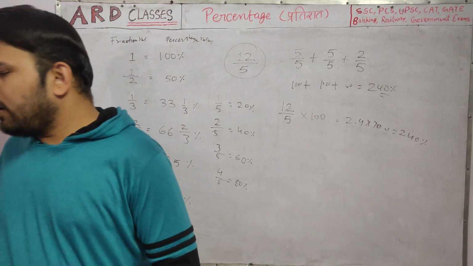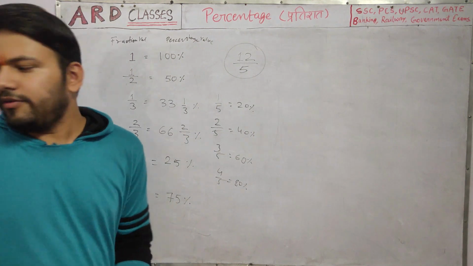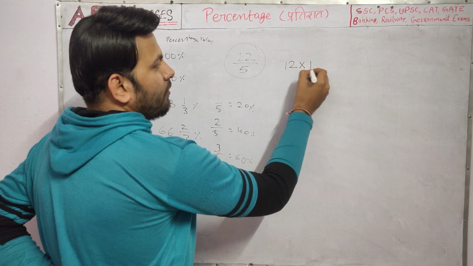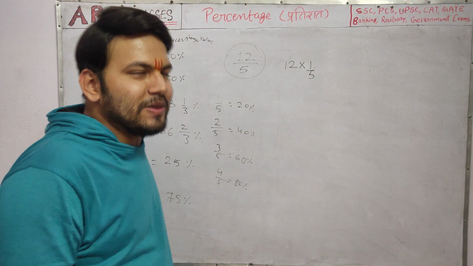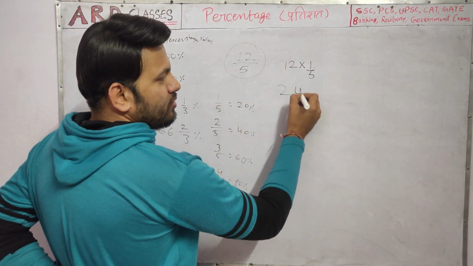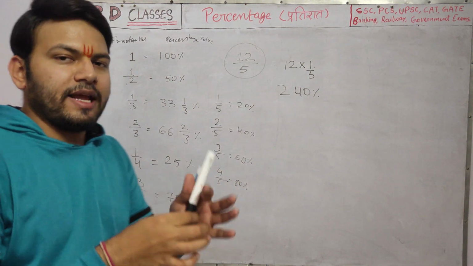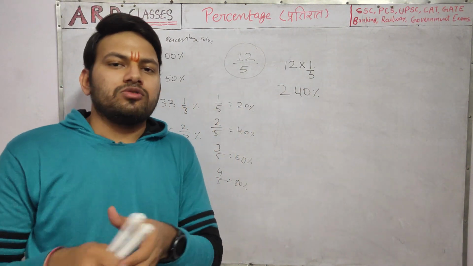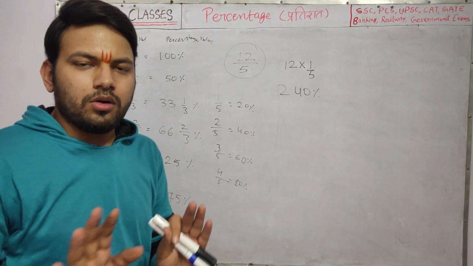The easiest and quickest method is very easy and very quick. 12 into 1 by 5, and you know the value of 1 by 5 is 20%. Then 12 into 20 equals 240%. Without taking a pen, you can solve 12 by 5. 1 by 5 means 20. So 20 into 12 is 240%. What am I trying to say?